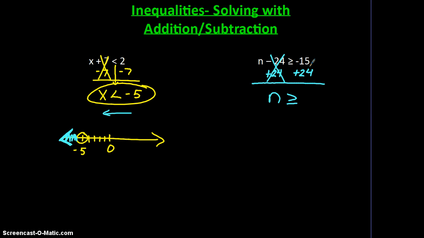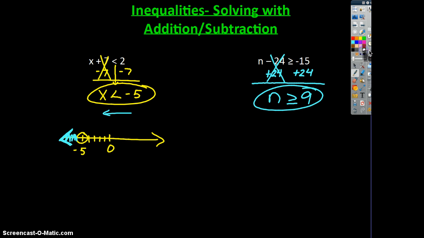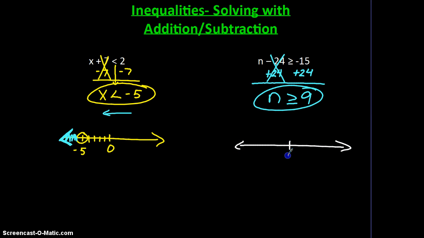And now I just make it an integer problem, which negative 15 plus 24 is a positive 9. So there's my mathematical solution. Now I have to graph it. I'm going to come up here, create my number line, place 0 in the middle.